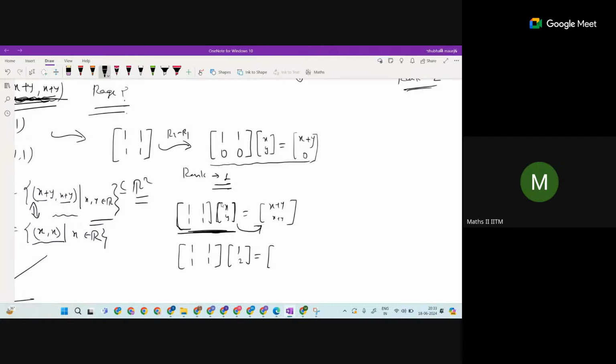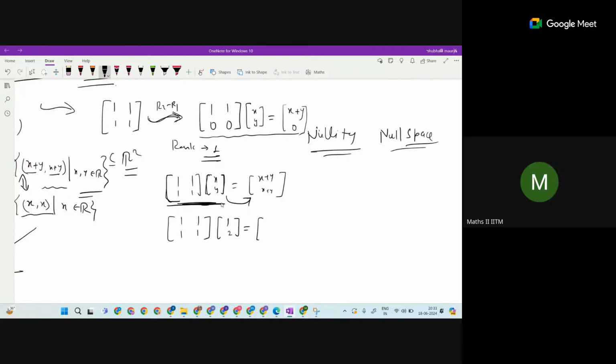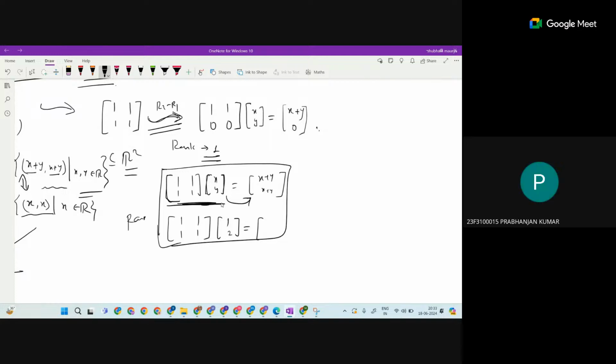Now nullity, or null space. What is the nullity? Nullity is the dimension of the null space, so we first have to find the null space. Whatever row operation we did, we got this matrix. To find the range we did this; for nullity, we do it after this, then multiply here, and we get this.